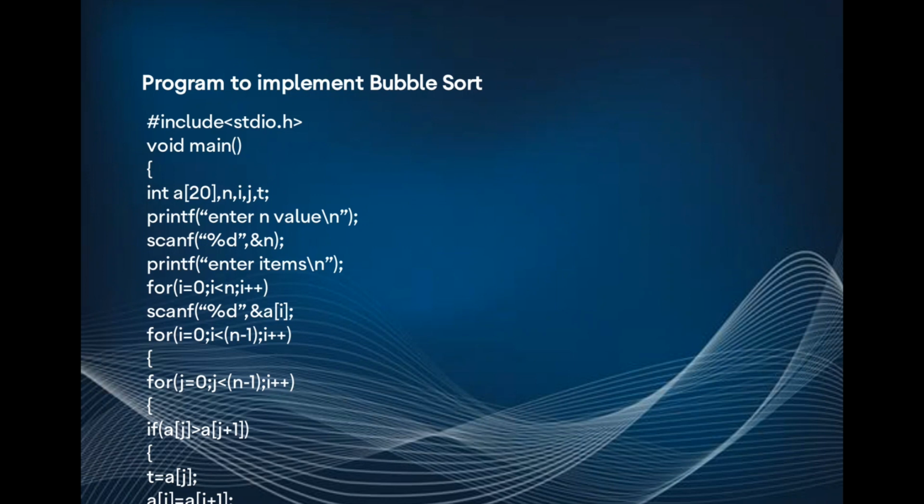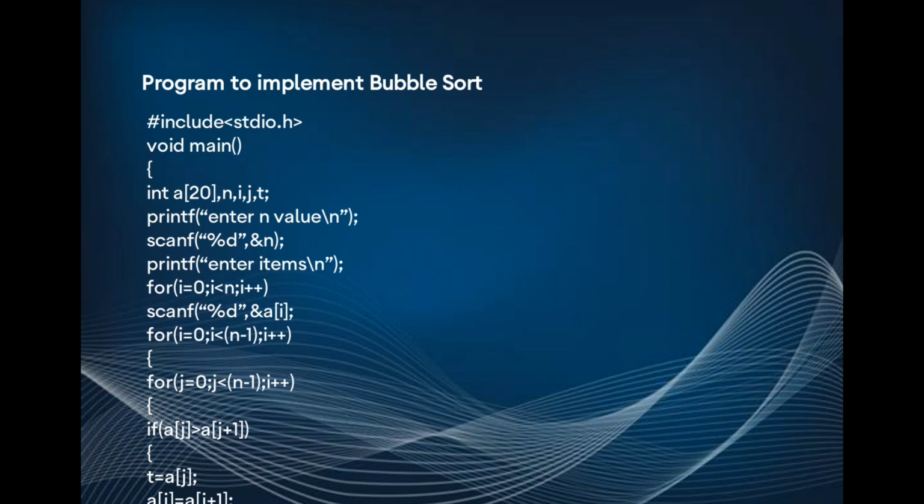Then printf "enter the n value", because I'm going to enter the n value, and with scanf I'm going to take the input from the user. Then printf to enter the array items, and to enter the array items repeatedly I'm using the for loop: i = 0, i < n, i++. To enter and store the values I'm using scanf with format specifier %d and &a[i].